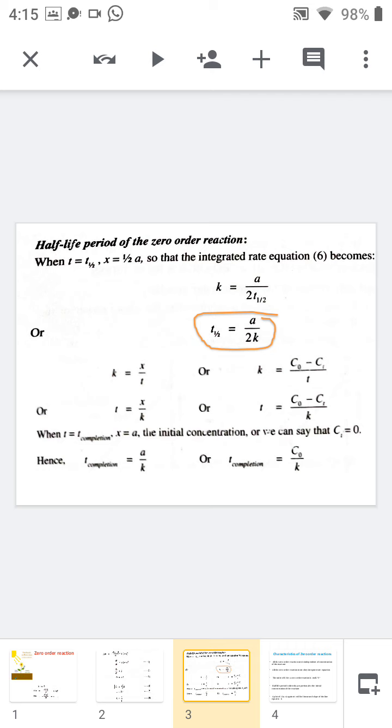In first order reaction, half-life period is independent of the reactant concentration, and in second, third and nth order reactions it is inversely proportional to the reactant concentration. Only the zero order reaction has a half-life period directly proportional to the reactant concentration.